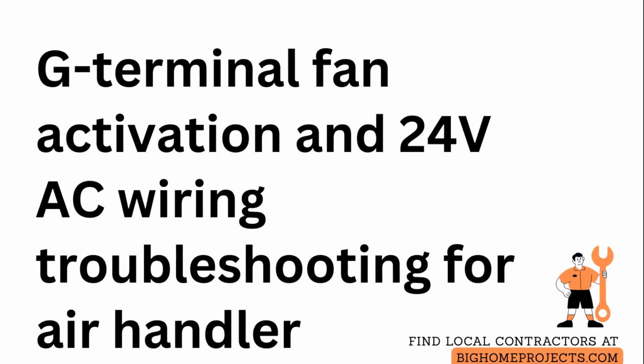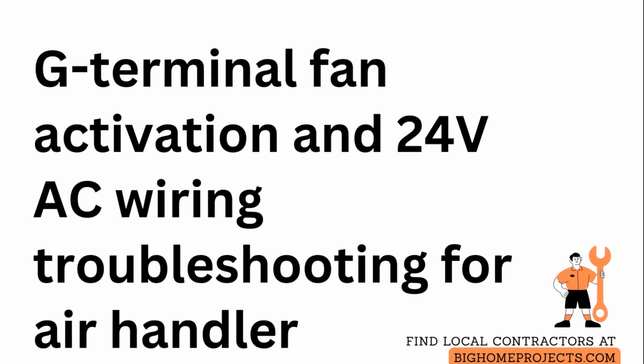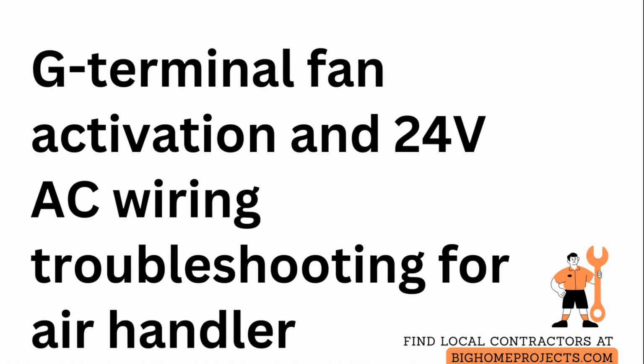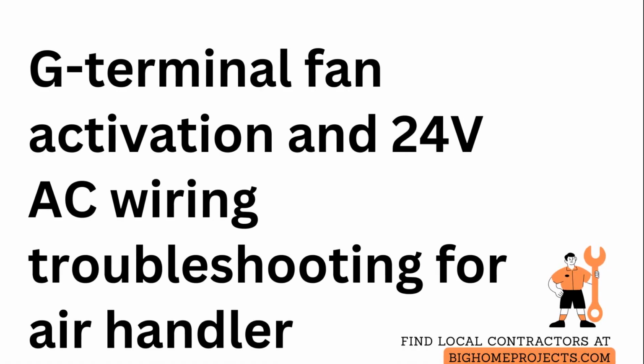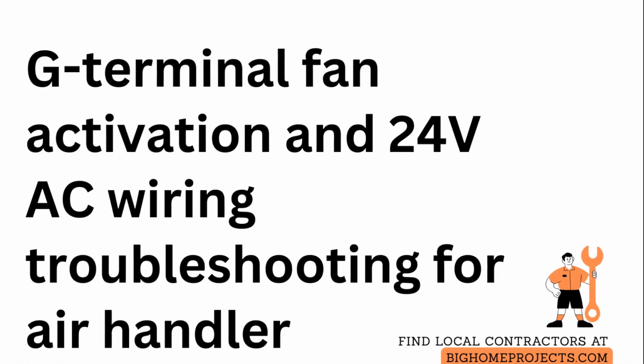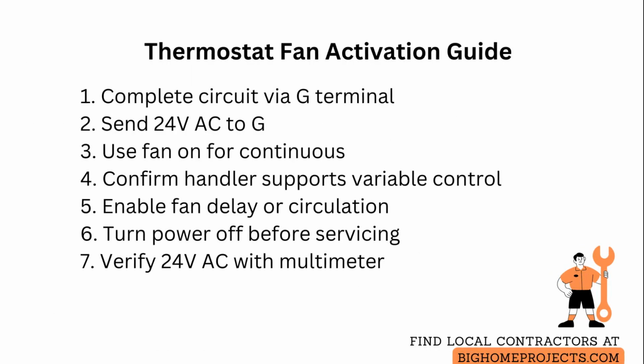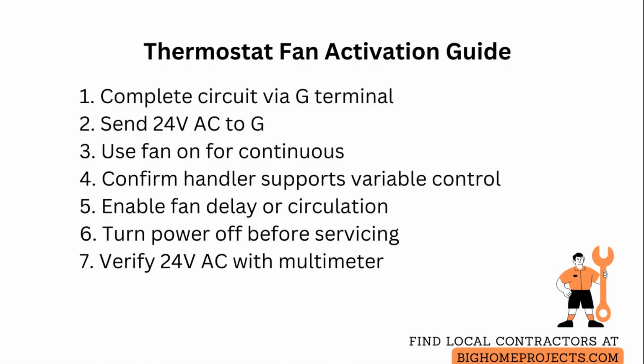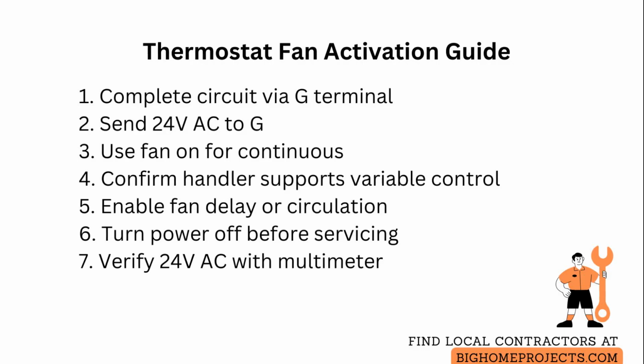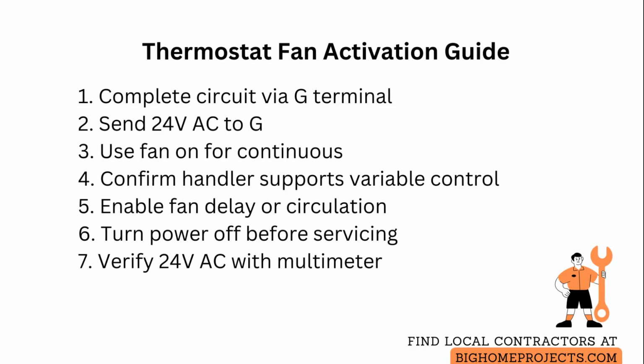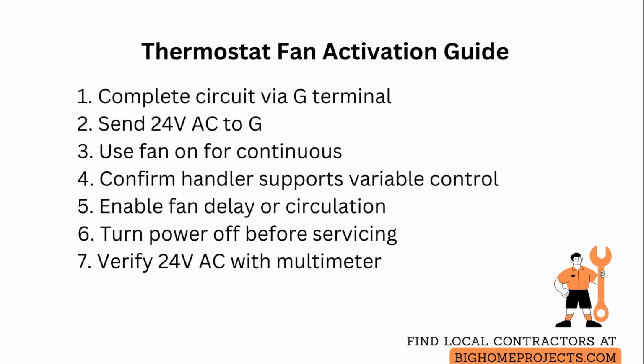The thermostat fan, controlled by the green wire on the G terminal, is energized whenever the thermostat calls for heating or cooling and when the homeowner selects the fan to run manually. The G terminal completes the circuit that powers the air handler blower motor through the fan relay inside the air handler or furnace. When the thermostat senses a need for conditioned air, it sends 24-volt AC power to the G terminal, which trips the relay and starts the fan. And this happens even while the heating or cooling call is active, so the blower runs with the equipment.